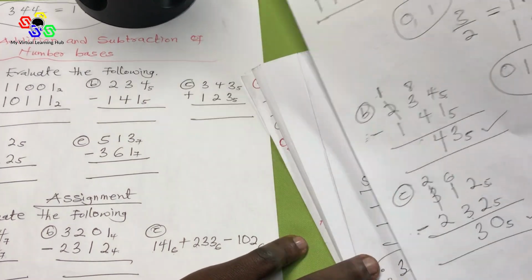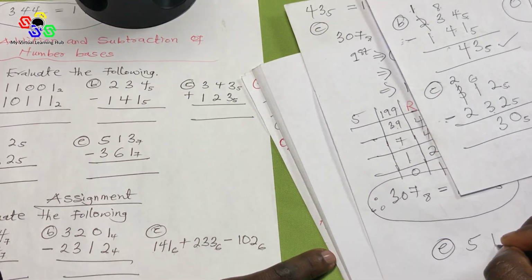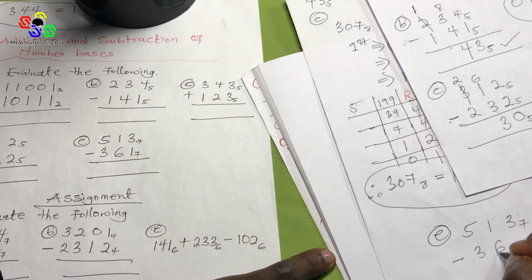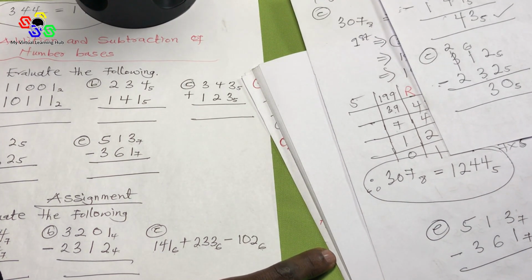Now let us look at the E. The E is 5, 1, 3, base 7, take away 3, 6, 1, base 7. Very simple. So let's see.